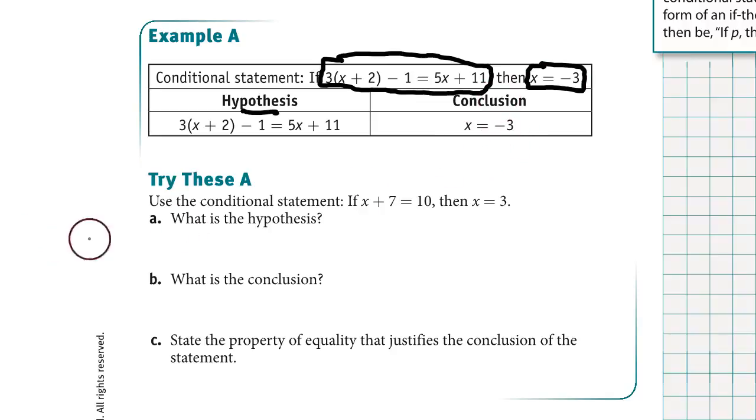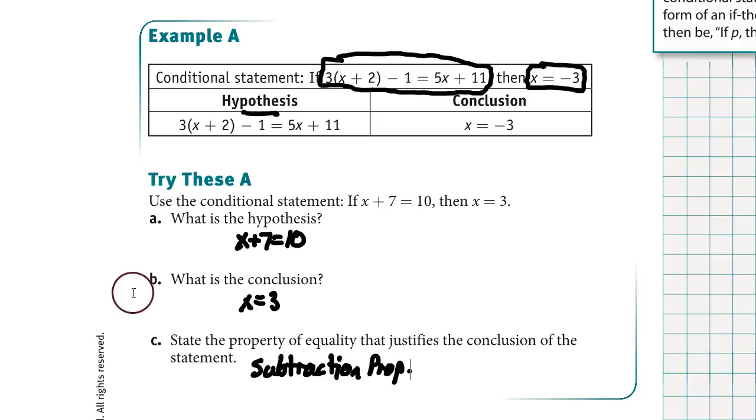Here are some try these questions. Here we have a conditional statement. If x + 7 is equal to 10, then x equals 3. Answer these try these questions. I'll pause the video. And here are the answers.